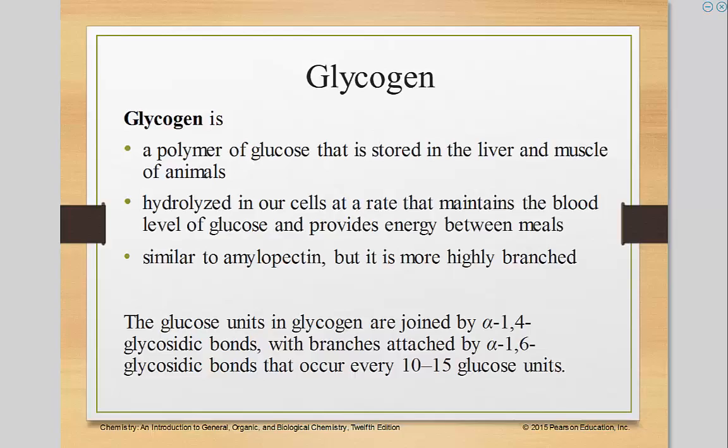Now the difference between amylopectin and glycogen is nothing more than the quantity. Glycogen is hydrolyzed in our cells at a rate that maintains the blood level of glucose and provides energy between meals. It's similar to amylopectin, but is more highly branched, so the branches are going to be more often.